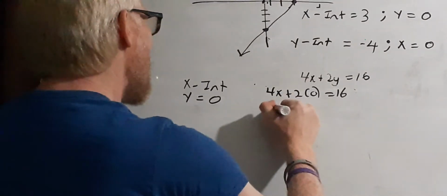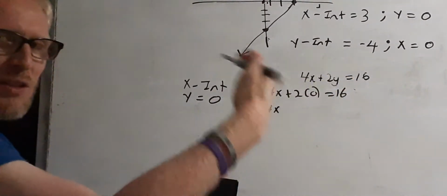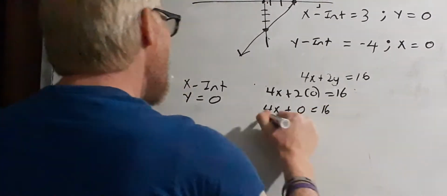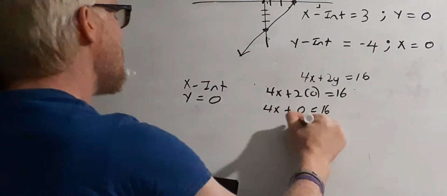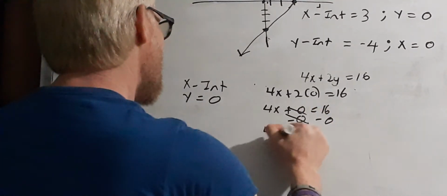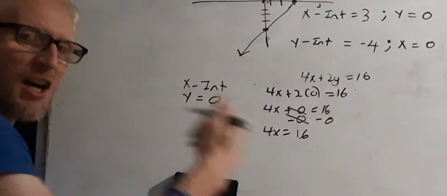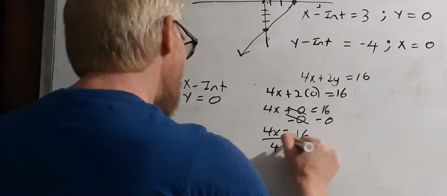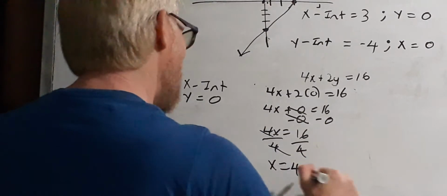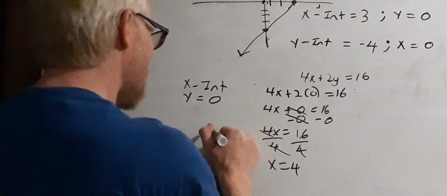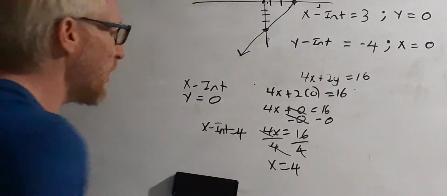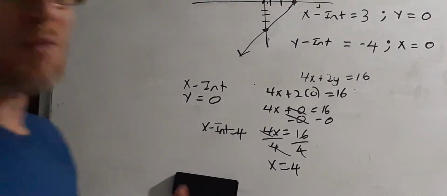So 4x, I bring that down. 2 times 0 is 0. So plus 0 equals 16. I subtract 0. And of course, that would be 4x equals 16. I divide by 4, and x equals 4. So my x-intercept is also 4.